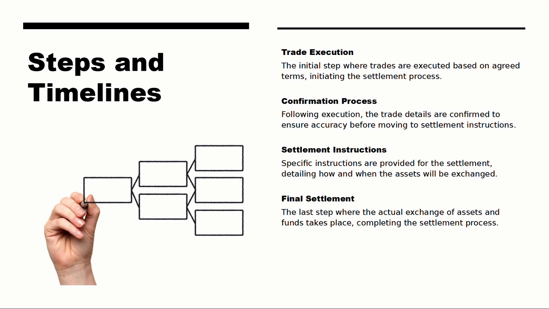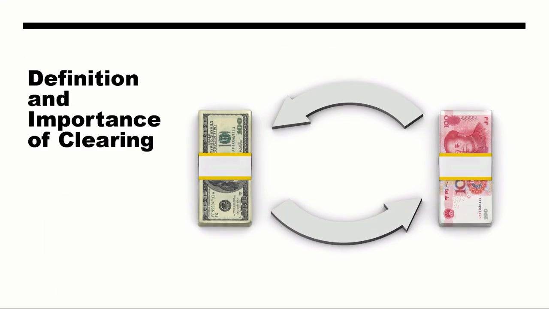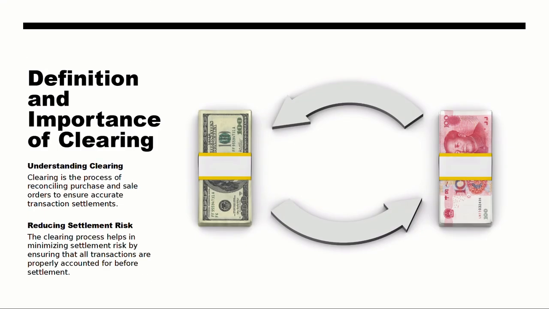Settlement instructions. Specific instructions are provided for the settlements, detailing how and when the assets will be exchanged. Final settlement. The last step where the actual exchange of assets and funds takes place, completing the settlement process. Definition and importance of clearing.